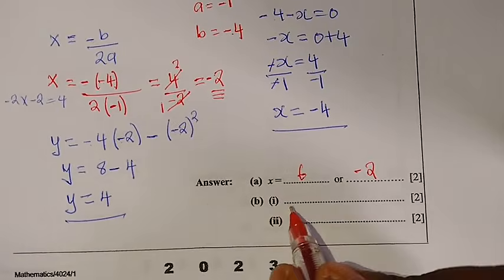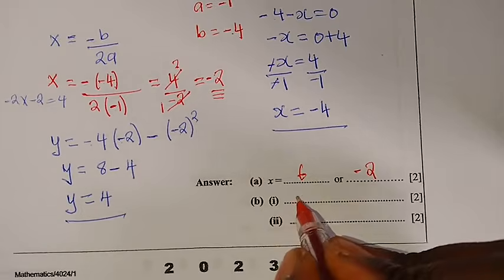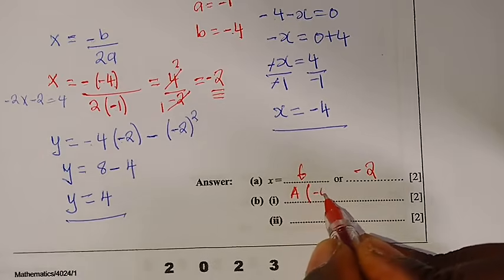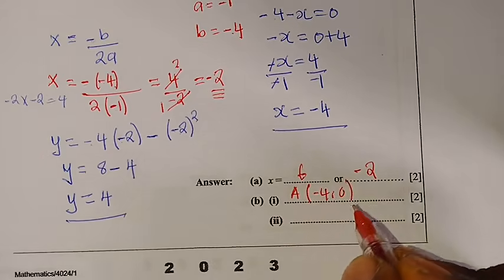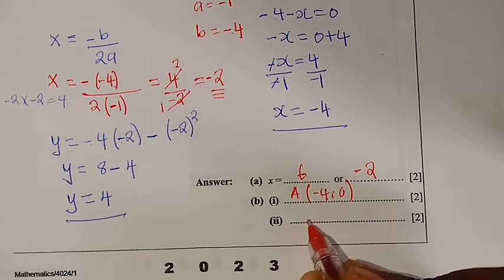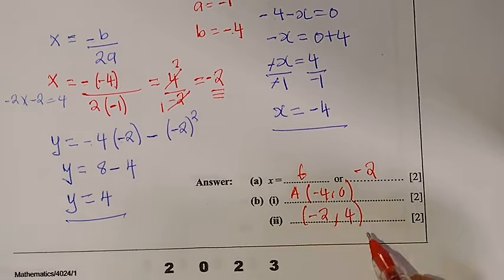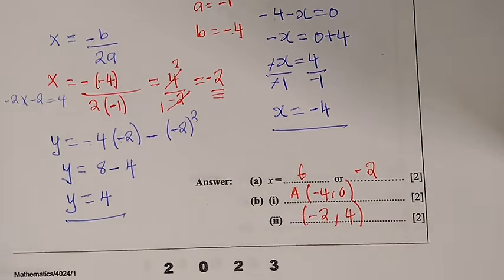We start with B1, where we were finding the coordinates of A. Say the coordinates of A are negative 4, comma 0. Then the last one, the turning point: the coordinates of the turning point are negative 2, comma 4. Okay, so these are the answers.